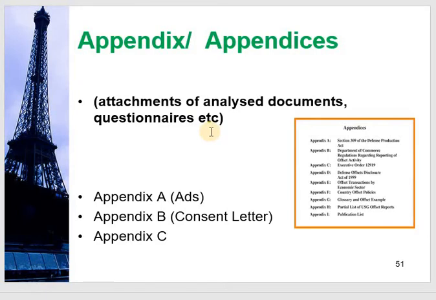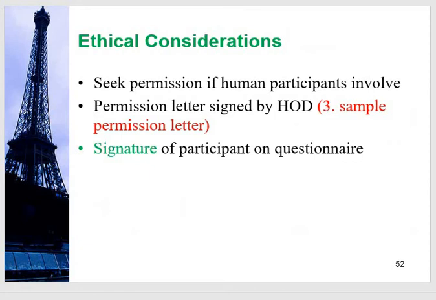Appendix means attachment of the analyzed documents or questionnaires. Appendix A, B, C. You will attach them after the references. Ethical considerations mean seek permission if human participants are involved in your study. Permission letters signed by the HOD or the principal of the school or college.